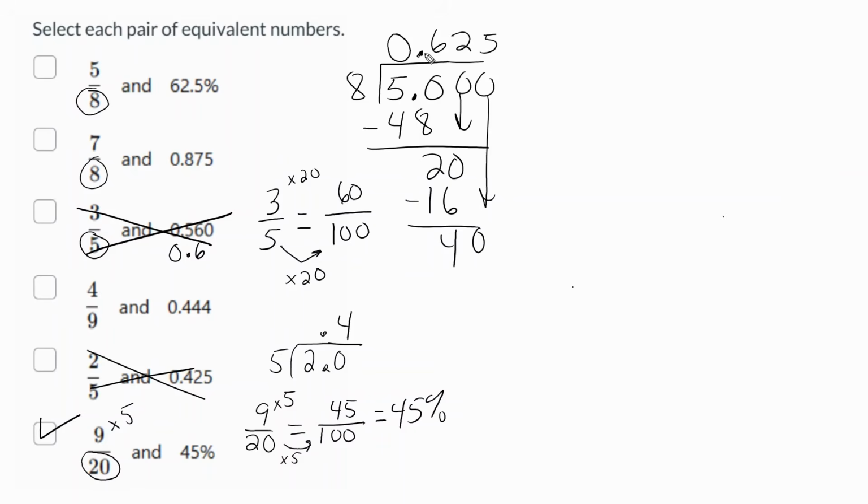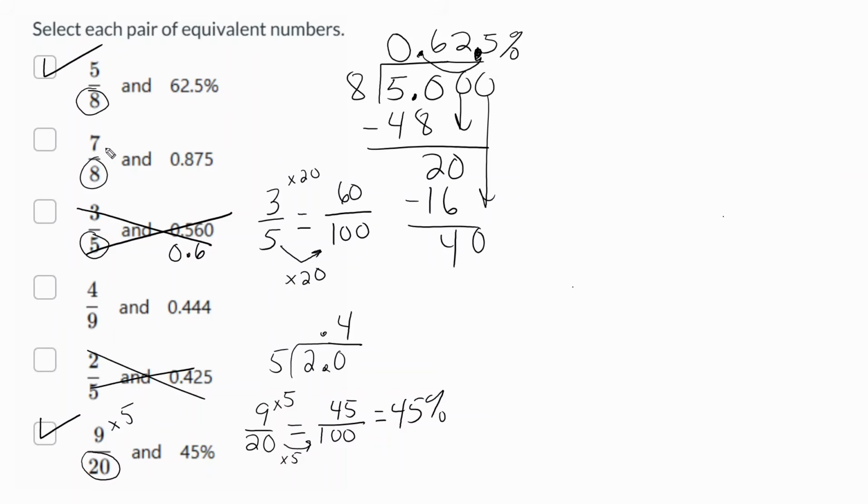To convert it into a percent, or write it as a percentage, we just move the decimal 2 spaces over, and then we write that number as a percent. And we can see that is exactly what we have right here, 62.5%. So these two values are in fact equivalent to each other.